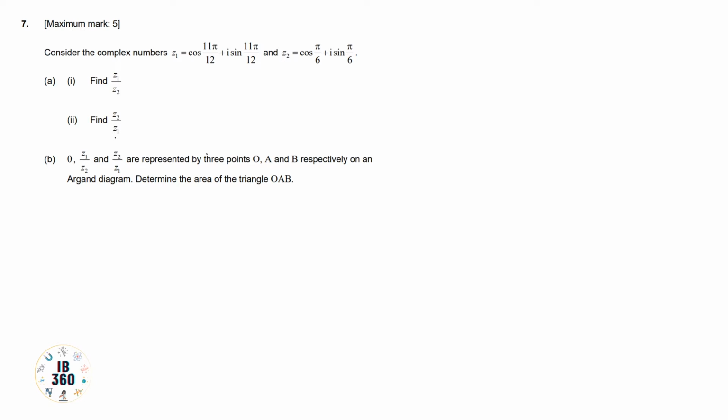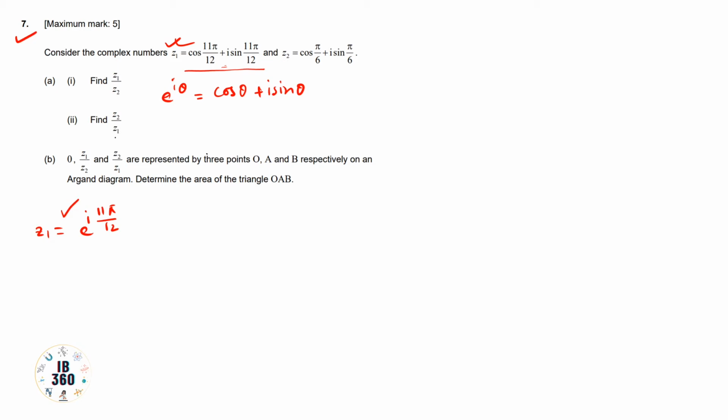These are the last problems of section A of the HL paper. So question number 7 is: consider the complex numbers z1 equals cos of 11 pi by 12 plus i sin 11 pi by 12. This completely reminds you of Euler's theorem, that e to the power i theta is basically nothing but cos theta plus i sin theta. So we can write this in terms of e to the power i theta. So z1 will be e to the power i 11 pi by 12. As you can see, e to the power i 11 pi by 12 means cos 11 pi by 12 plus i sin 11 pi by 12.